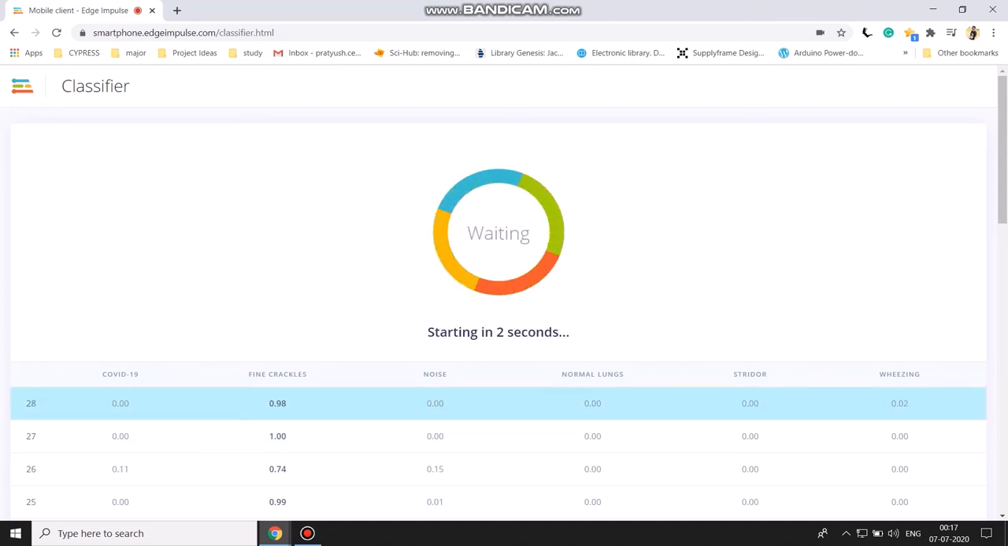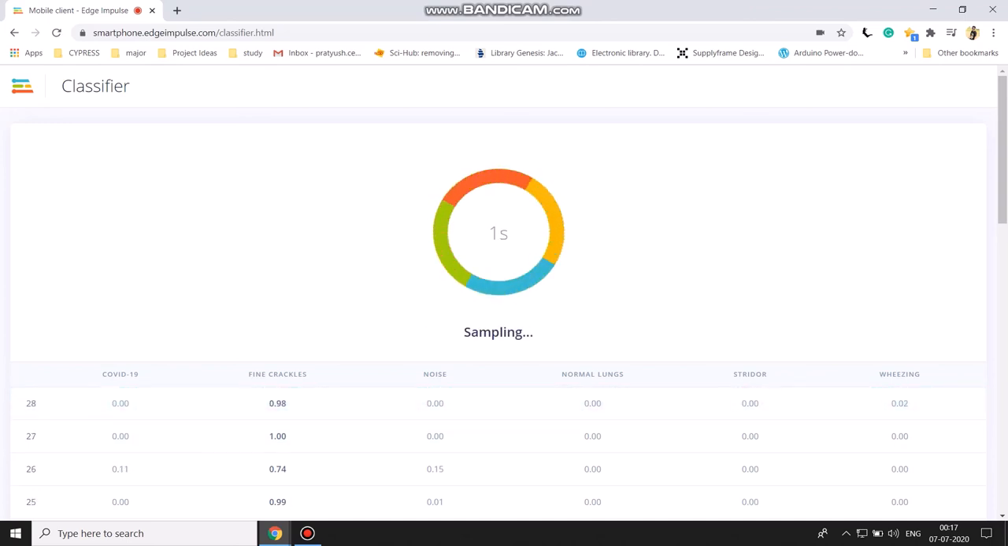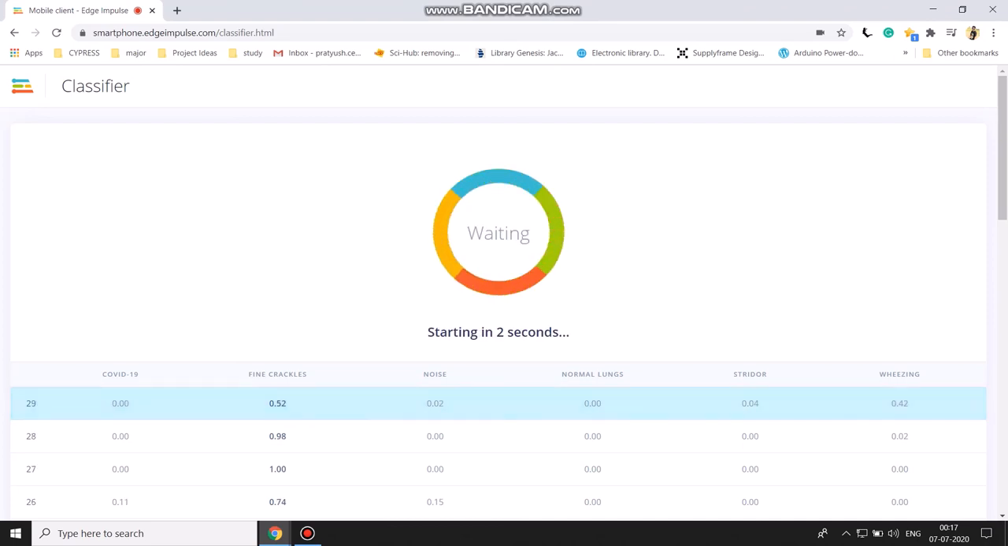As you can see, the model is also quite accurately able to distinguish between normal lungs and our lungs having a disorder. And thank you for your attention. This was our major project.